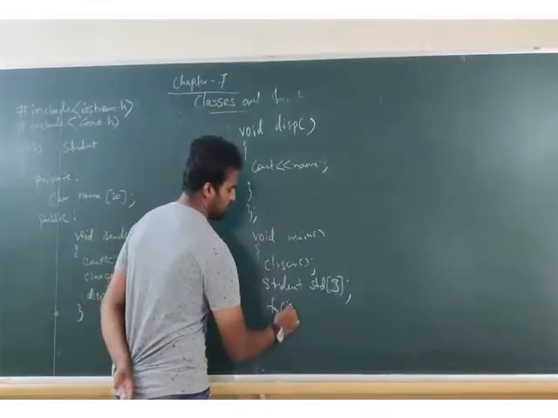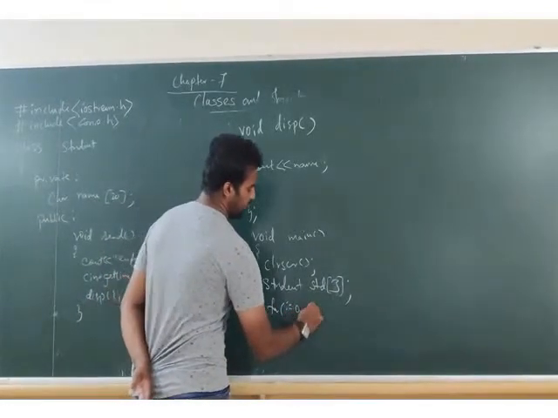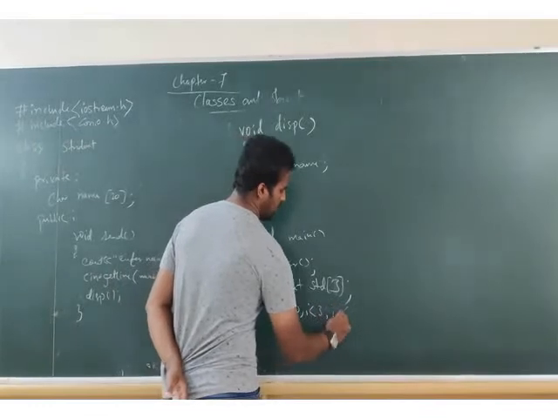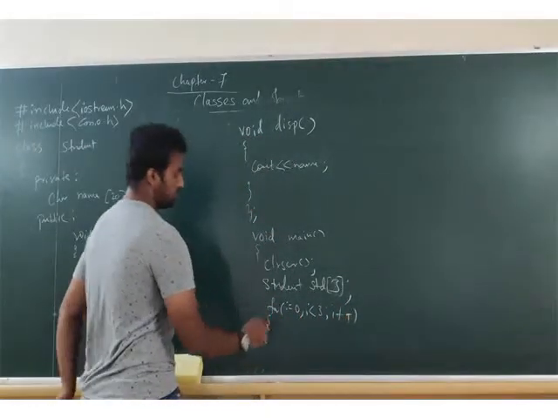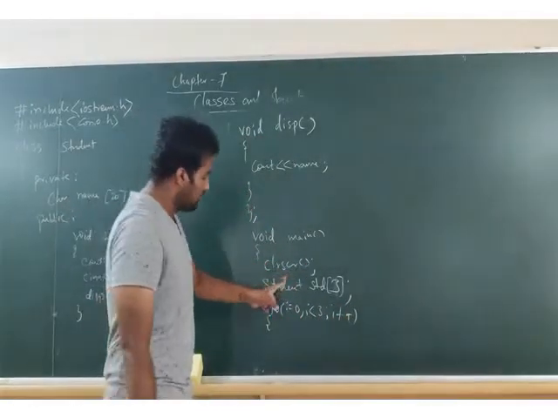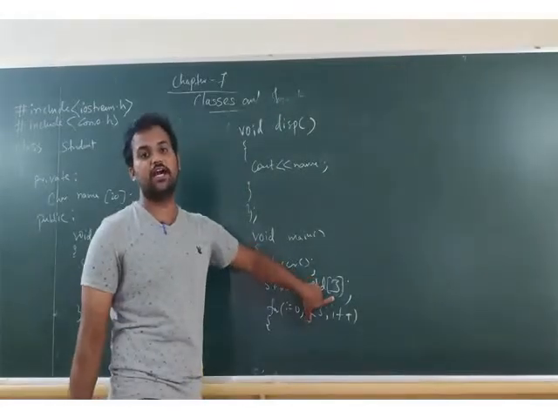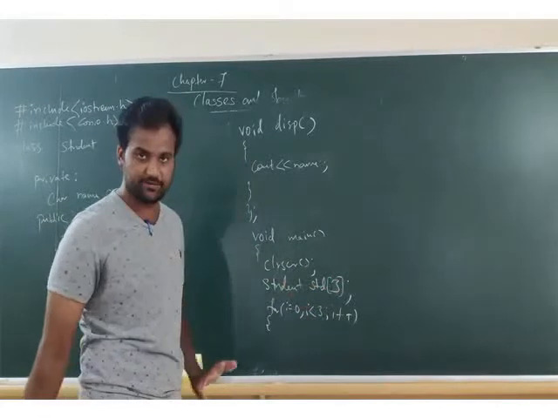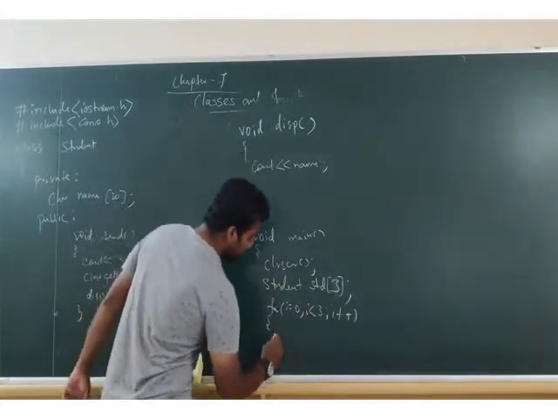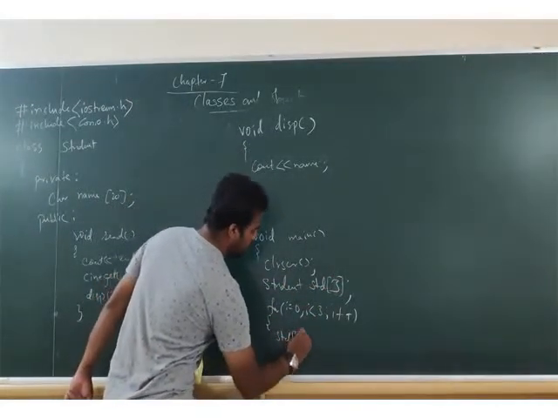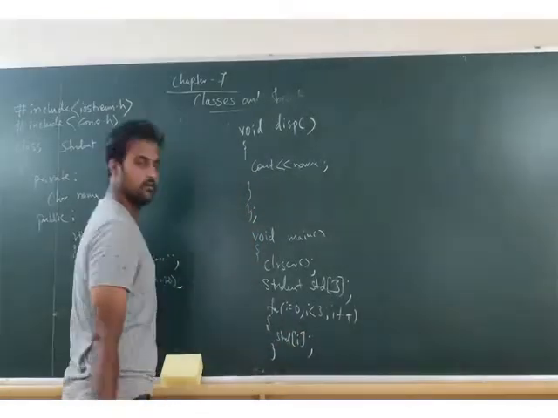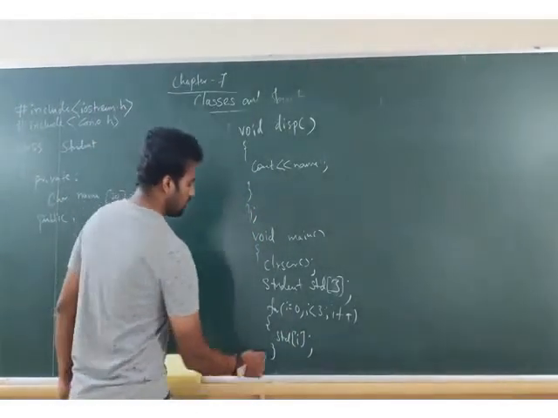For i is equal to 0, i is less than 3, i plus plus. Object as an array means class name, object. For that object we are mentioning an array. This is called object of an array. std of i. Finish.